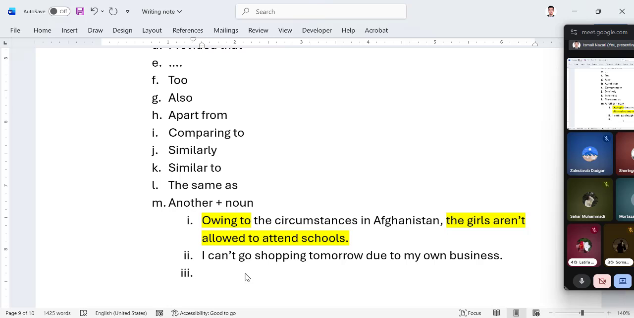Okay, teacher. So children shouldn't use the phone due to its severe disadvantages. Yeah, due to its, not it is. Children shouldn't use phones due to its severe disadvantages.